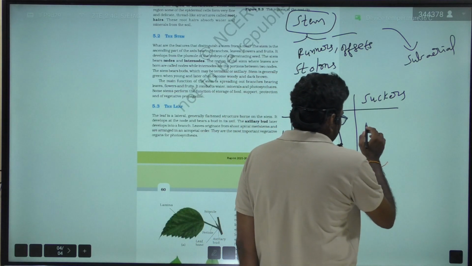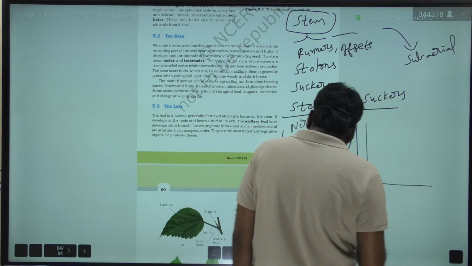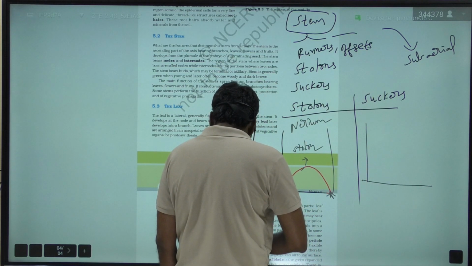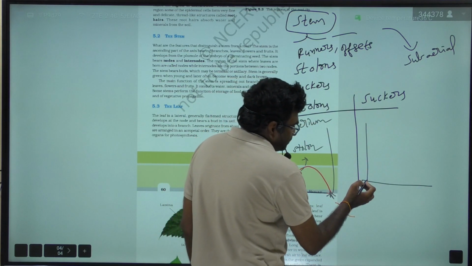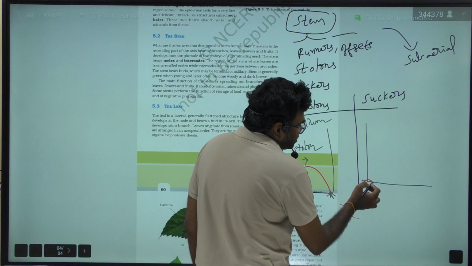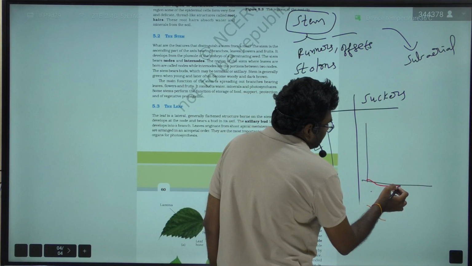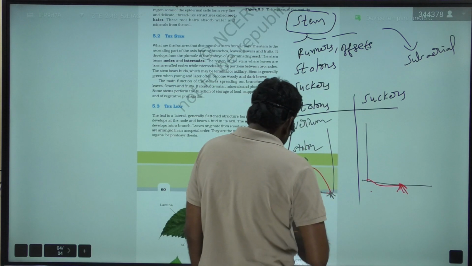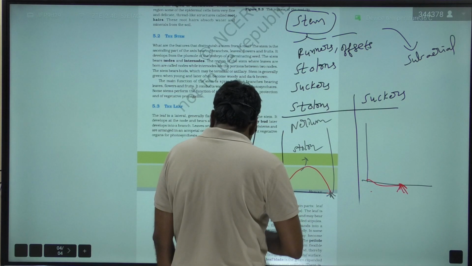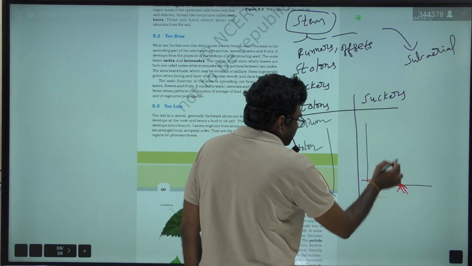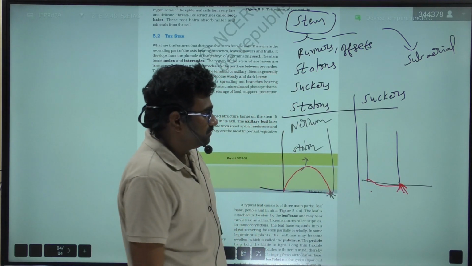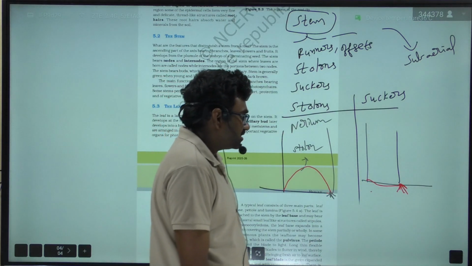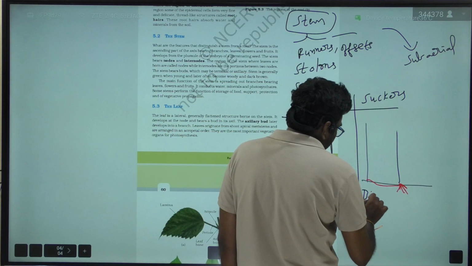And suckers. Come to the suckers. Here the lateral branch of the stem grows beneath the soil horizontally for some time, and by producing adventitious roots, it develops into a new plant. Examples for suckers: chrysanthemum, banana.